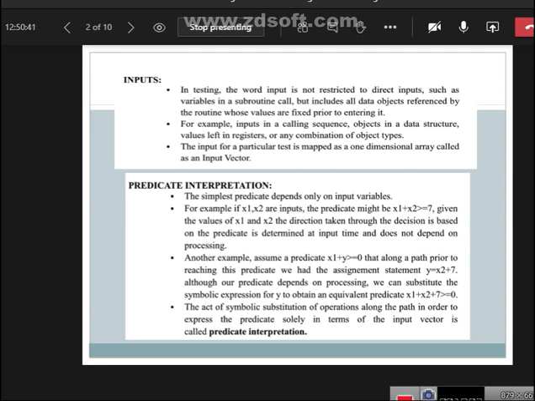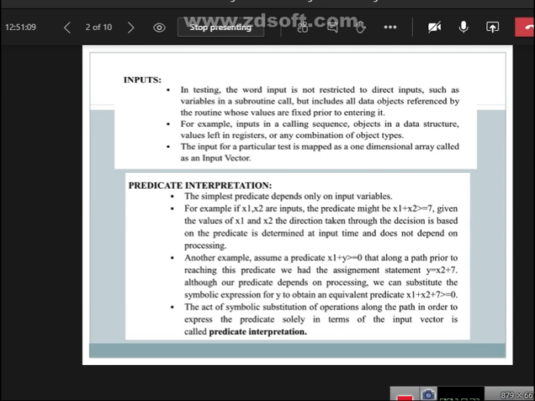If it is some shorter predicate, here you have another predicate, x1 plus x2 plus 7 greater than or equal to 0. In this particular type of predicate, we should know the values of x1 and x2. After substituting the values of x1 and x2, if that value is greater than or equal to 0, then based upon that value we are going to take the decision.